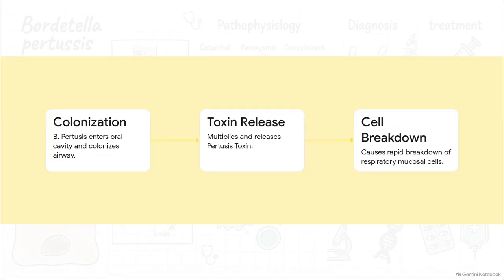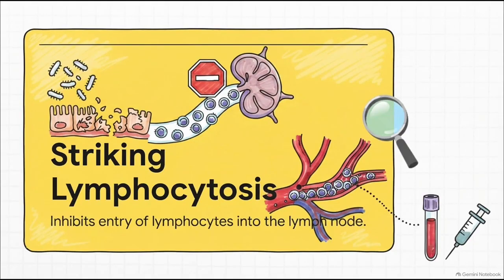Now, this pathogenesis flowchart, highly testable. Step 1, the bacteria enters via the oral cavity and starts aggressively colonizing the airway. We're talking the trachea, the bronchi, and the larynx. Step 2, as it multiplies, it releases a really potent exotoxin, creatively named the Pertussis toxin. And step 3 is where the actual damage happens. That exotoxin acts like a wrecking ball, causing a rapid breakdown of the respiratory mucosal cells. The clinical result of all this cellular destruction? Acute laryngotracheobronchitis.